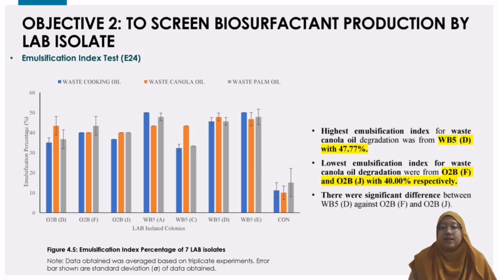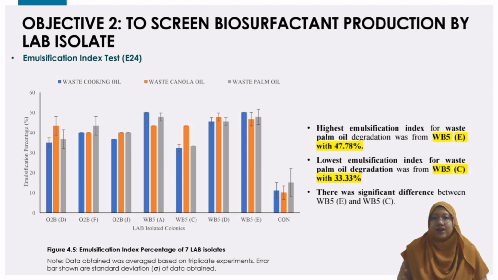On waste canola oil emulsification, the highest emulsification index for waste canola oil degradation was from WB5D with 47.77%. Meanwhile, the lowest emulsification index for waste canola oil degradation was from O2BF and O2BJ with 40% respectively. When tested with the one-way ANOVA Tukey test, there was a significant difference between WB5D against O2BF and O2BJ.